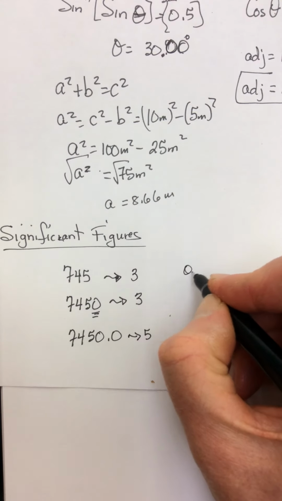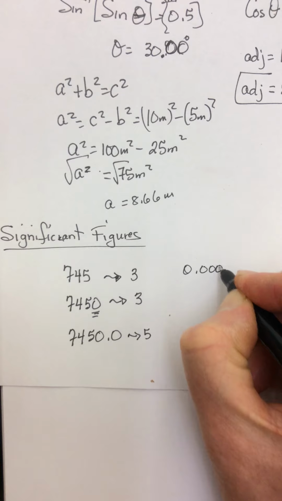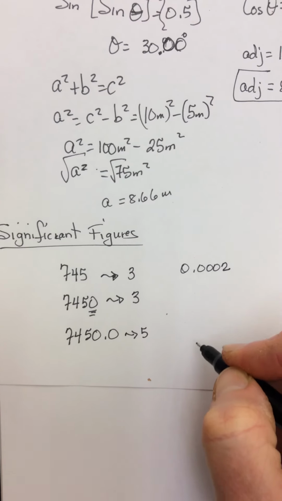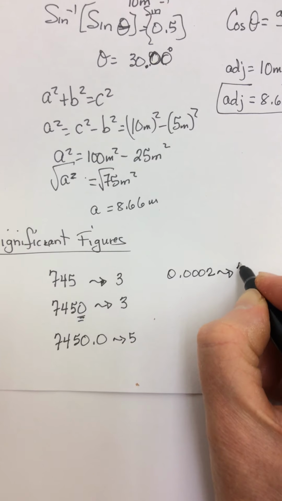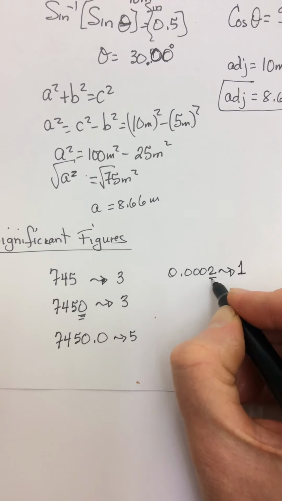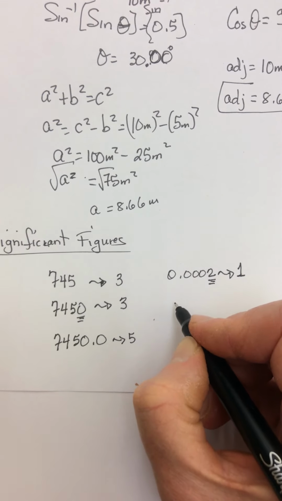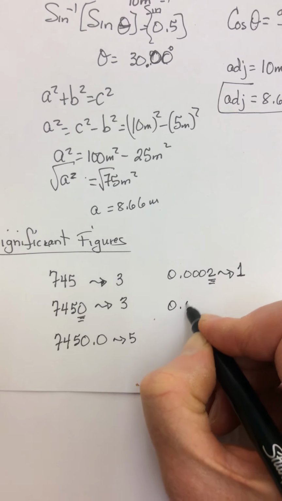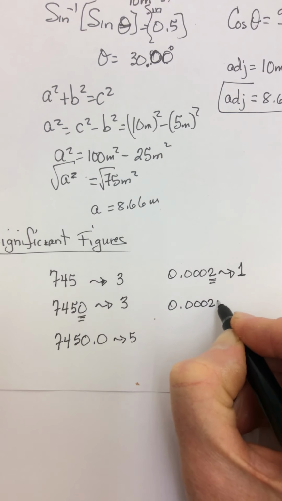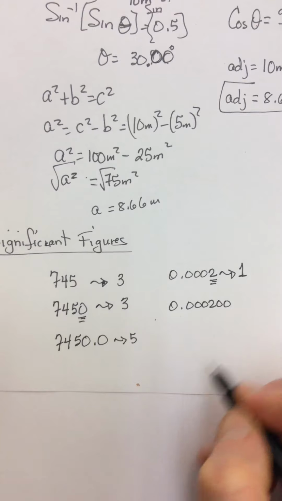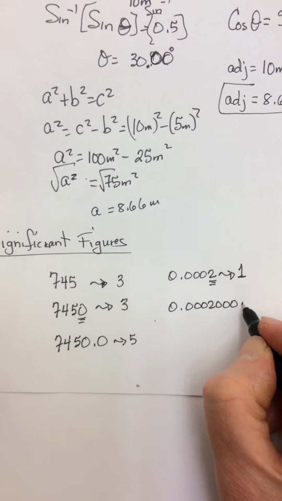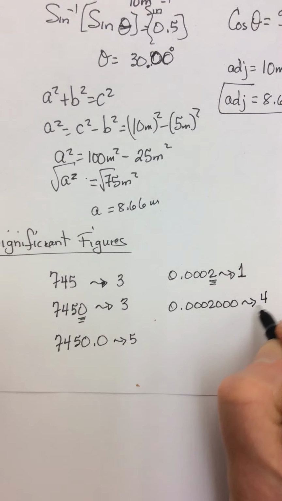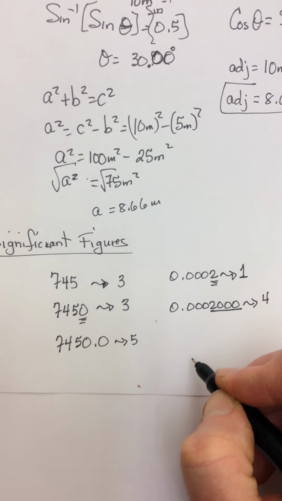Okay, so how about if it was 0.0002? How many sig figs? Answer, 1. Just this 2. What if it was 0.000200? I'll put another one on. How many sig figs here? 4. Everything from the 2 over.